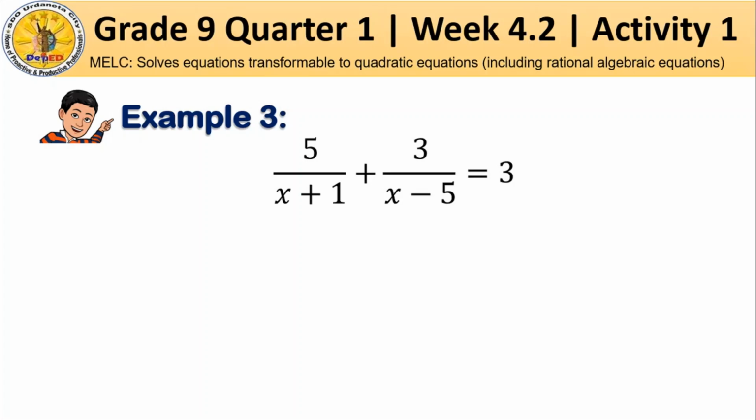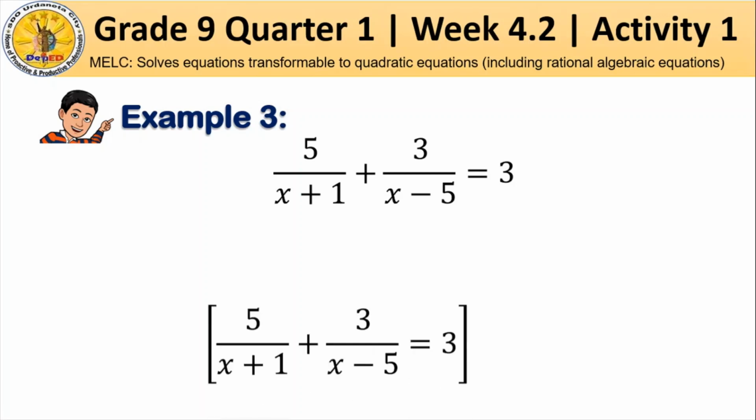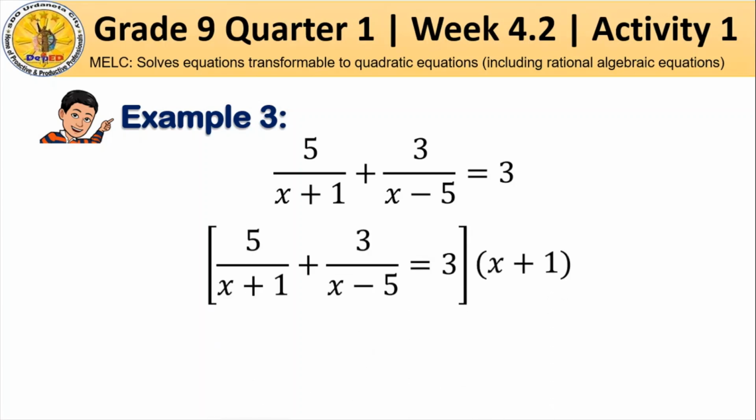5 over x plus 1 plus 3 over x minus 5 is equal to 3. In this case, we need to multiply the whole equation first by the least common multiple of the denominator, or simply the least common denominator, or LCD. The LCD of this equation is x plus 1 times the quantity x minus 5. Then, each term inside the grouping symbol should be multiplied to the LCD.